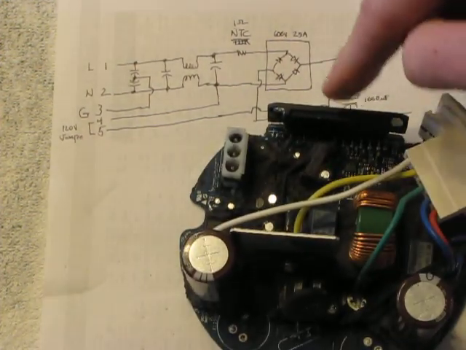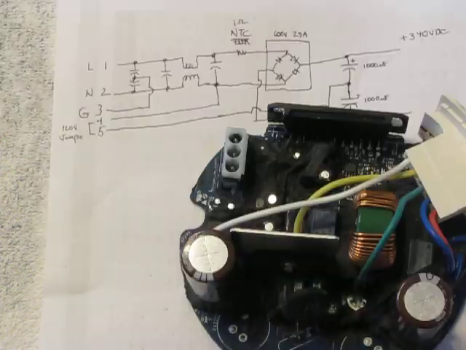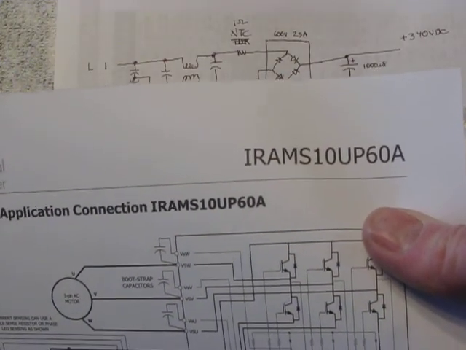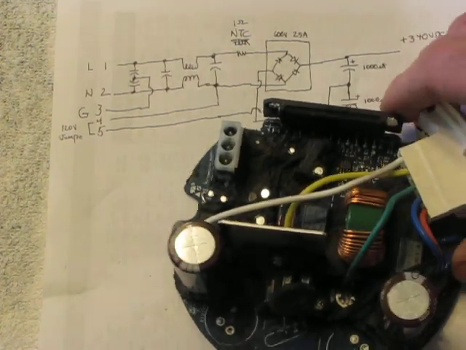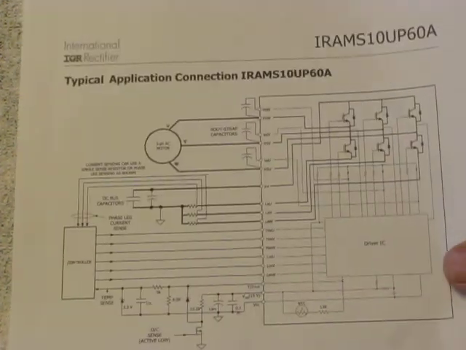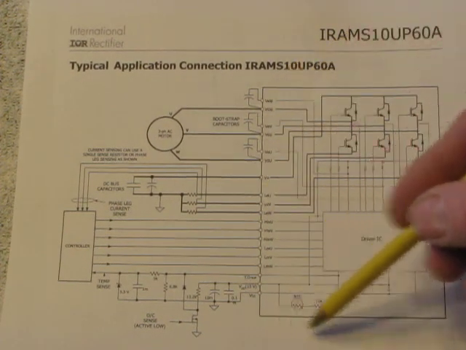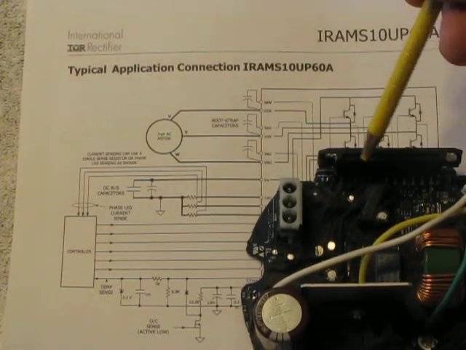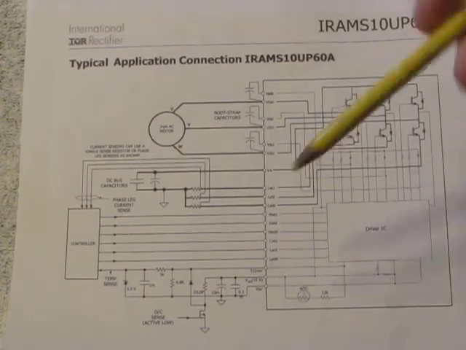This is what the microprocessor controls, and right here is the part number. It's this IRAMS10UP60A, and it's made by International Rectifier. And here's a typical schematic for it. This whole section is that little black block that's right here, and this microprocessor is external to that, and they show it right here.